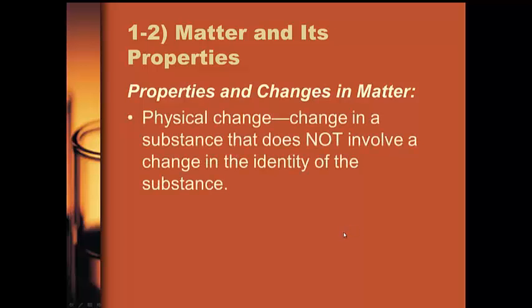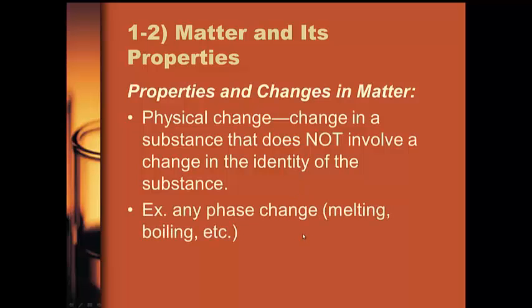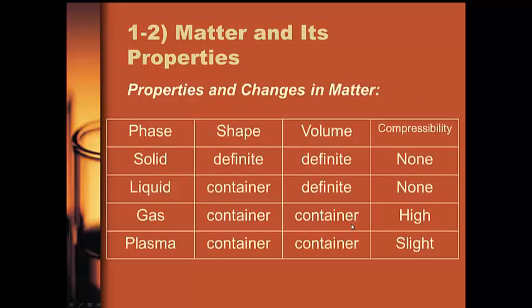Okay. A physical change is a type of change where you do something to the object, to the piece of matter, and it does not change the identity of the substance. You can change a physical property. You can change its mass, change its volume, but the substance is still the same substance. Any phase change is a physical change. Melt ice. You still end up with water. You started with water, you end up with water. This is still a physical change.